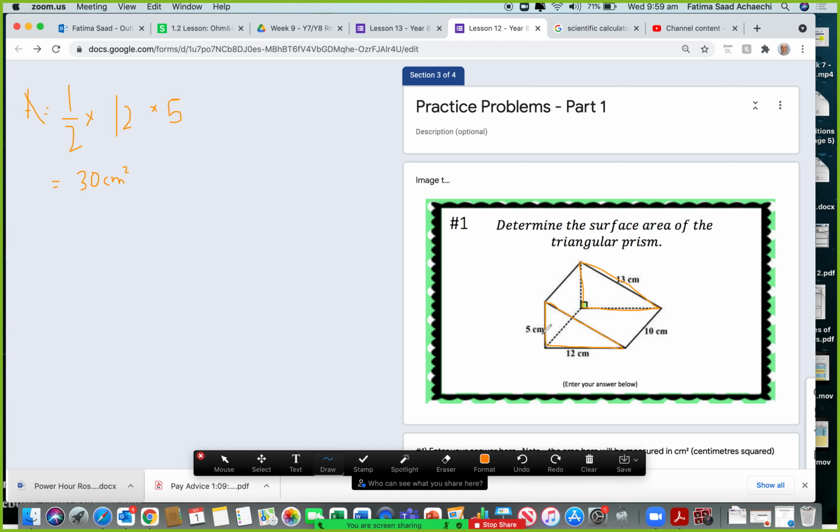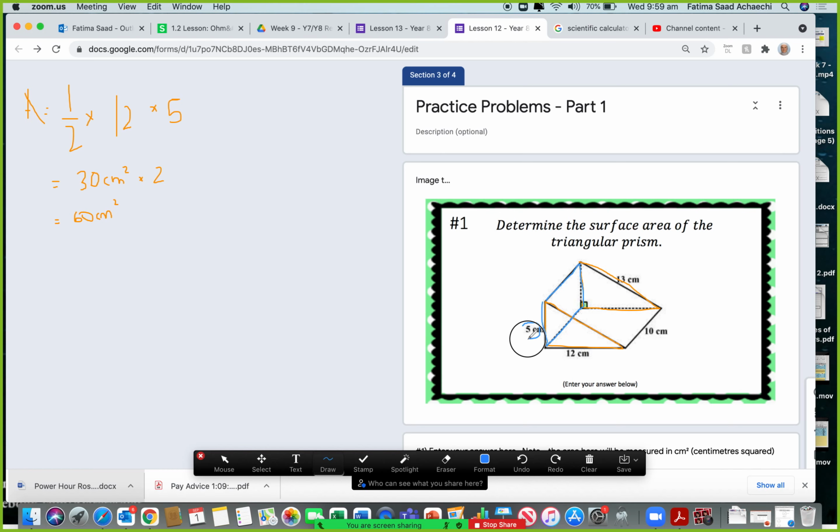Now we want to find out altogether, both triangles, what is the total area of both of them. So we need to multiply this answer by 2, or you can just do 30 plus 30, and that gives you 60 centimeters squared. The next step after this is to start looking at the rectangles. So I'm going to highlight the rectangles in blue. So we will look at this rectangle first.